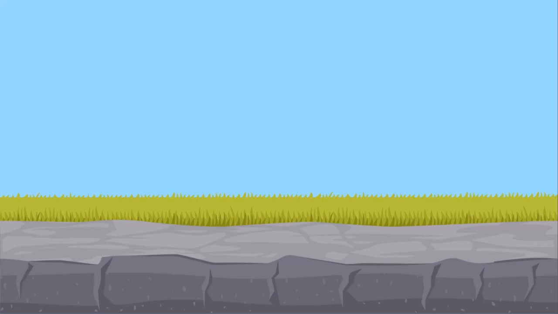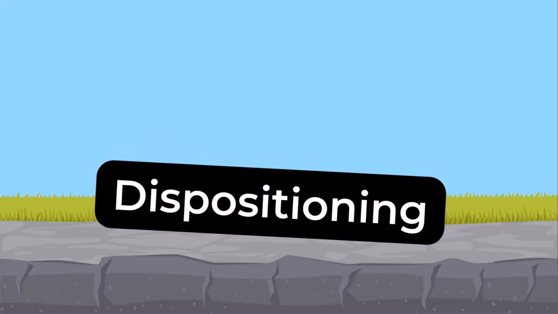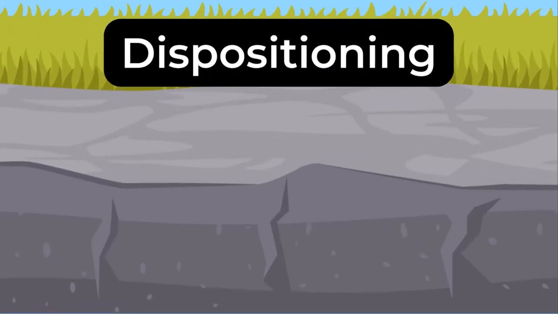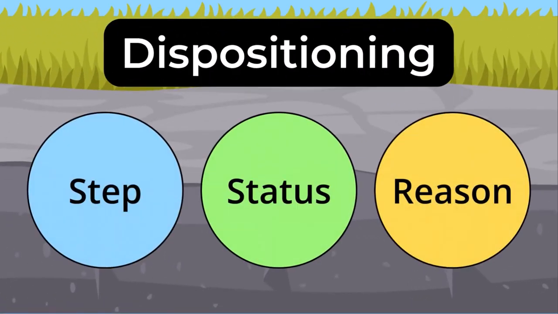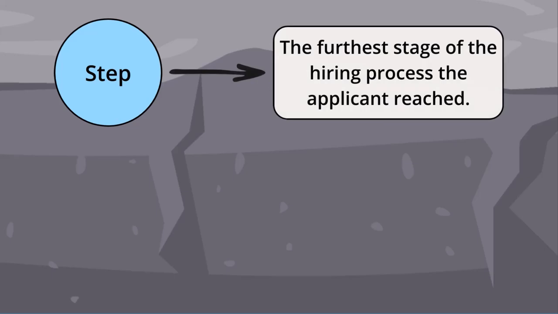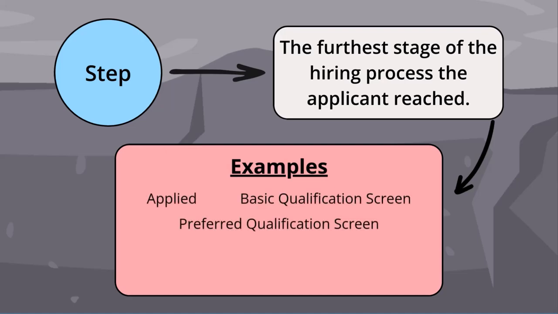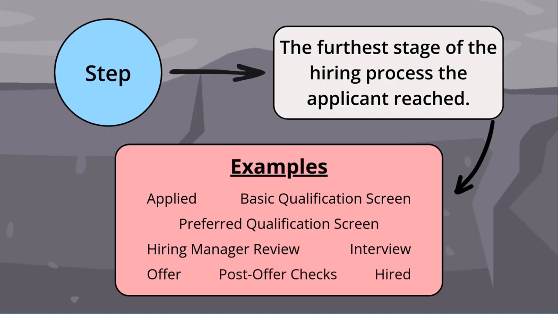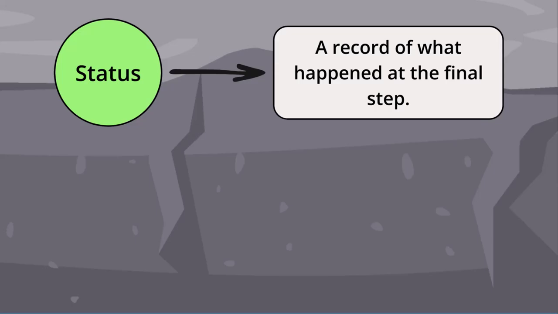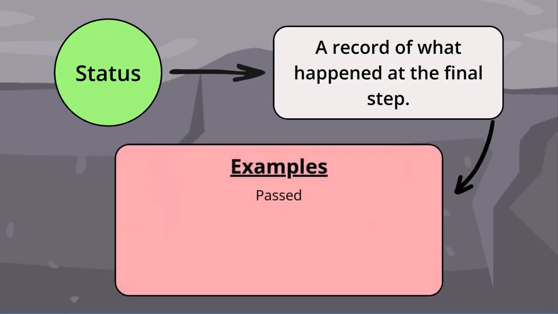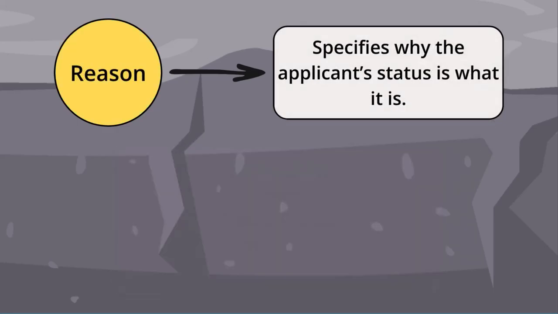The foundation of effective dispositioning lies in capturing 3 critical elements for every applicant: the applicant's step, status, and reason. The step refers to the furthest stage of the hiring process the applicant reached. Some examples of a step include applied, basic qualification screen, preferred qualification screen, hiring manager review, interview, offer, post-offer checks, and hired. The status is a record of what happened at the final step, such as passed, failed or rejected, or withdrew. The reason specifies why the applicant's status is what it is.